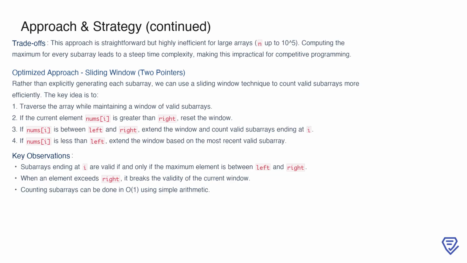If the current element falls within the range [left, right], we extend the window and calculate the number of valid subarrays ending at the current index. For elements less than left, we use the most recent valid window to extend our count. This approach reduces the need for repeated calculations and leverages the problem constraints to streamline the process.